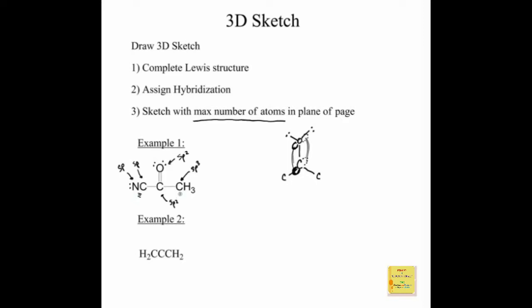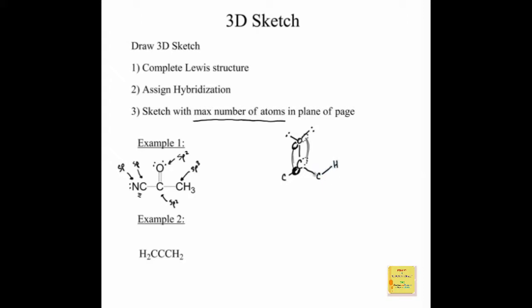Okay, now let's come to this carbon. This carbon we said is sp3 hybridized, so that means tetrahedral. We've already drawn one bond at this angle, so where does the second bond go? Well, it needs to be 109.5. We can choose to go up here. We could choose to go down here. Either one is fine.